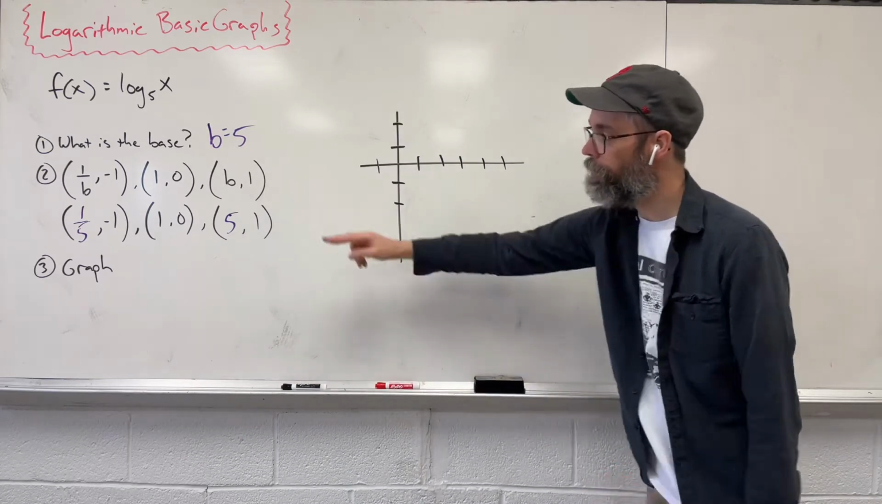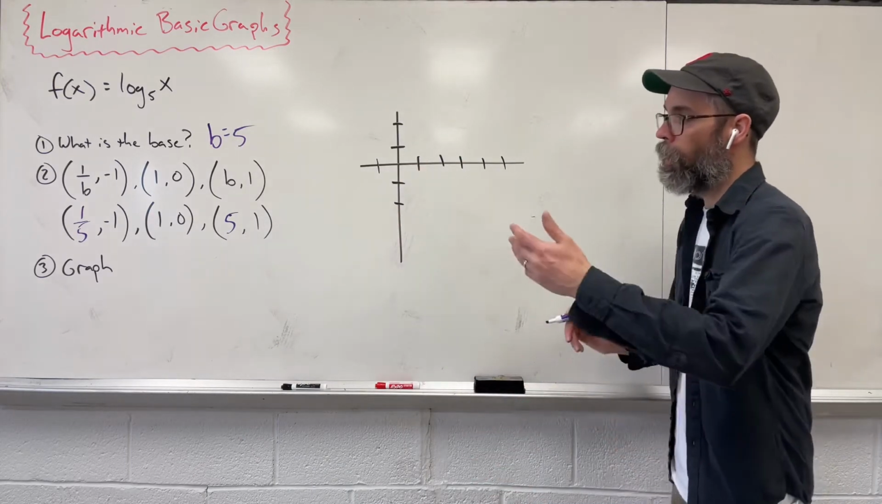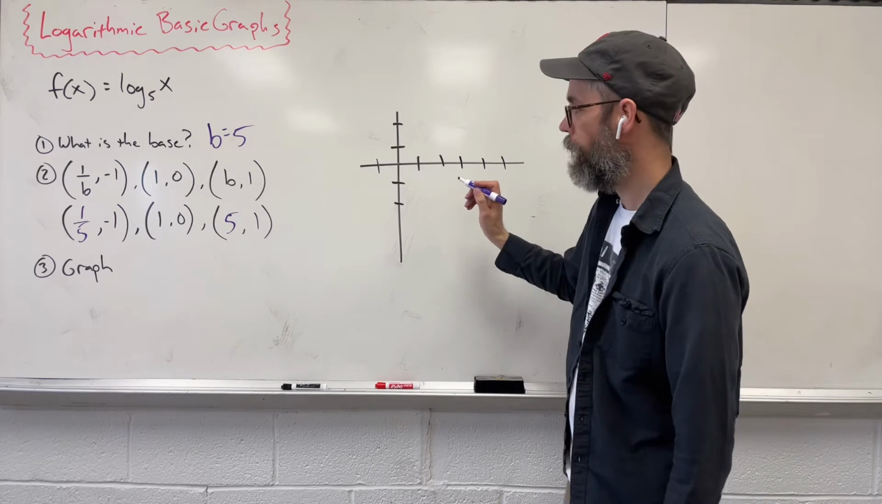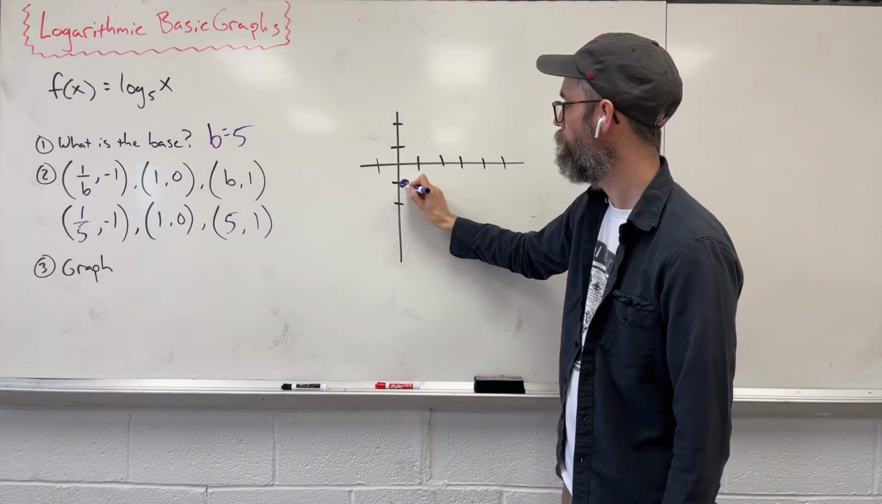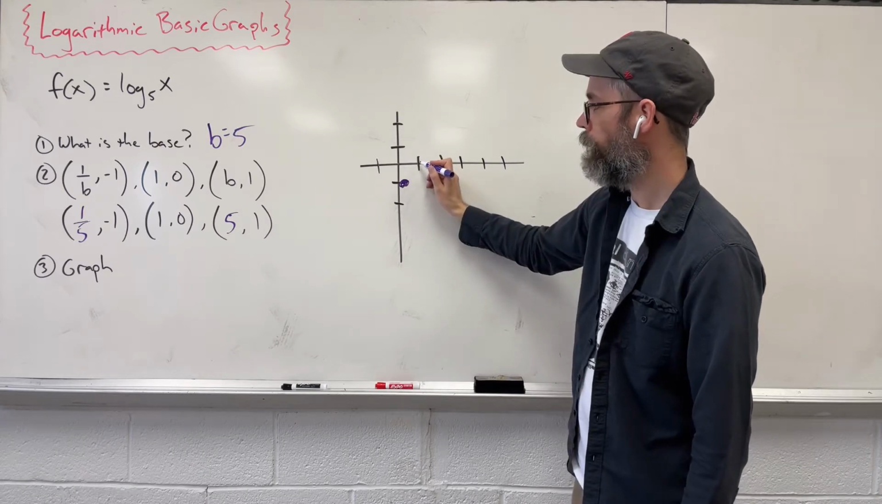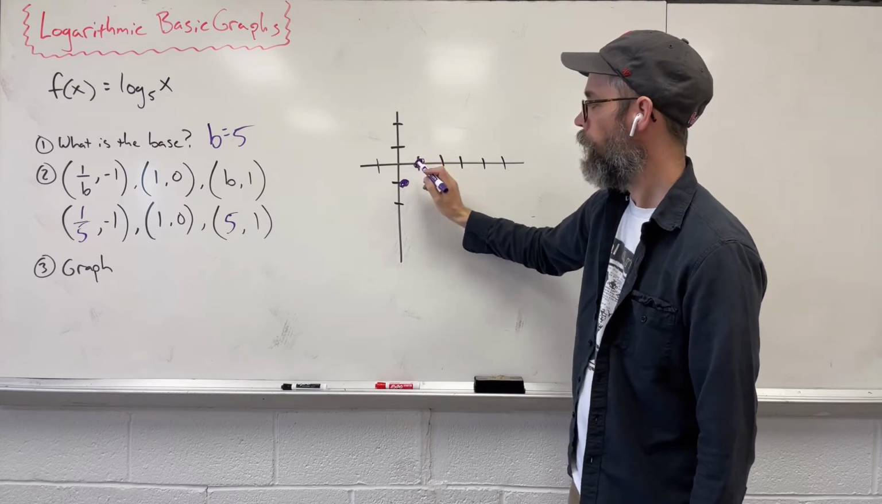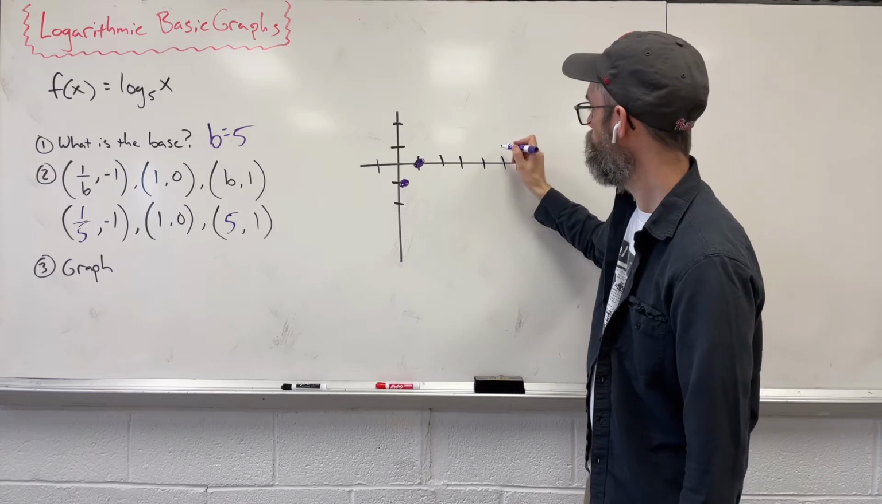Okay, now let's take these 3 coordinates, let's graph them. 1/5 comma negative 1. So I'm going to go left and right 1/5, and I'm going to go down 1. I'm going to go over 1 and up 0. I'm going to go over 5 and up 1.